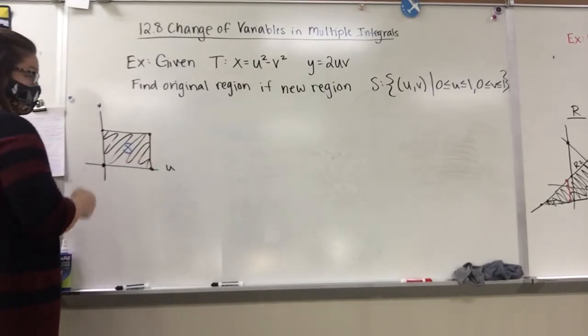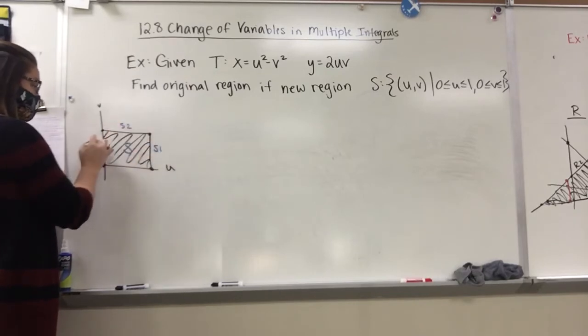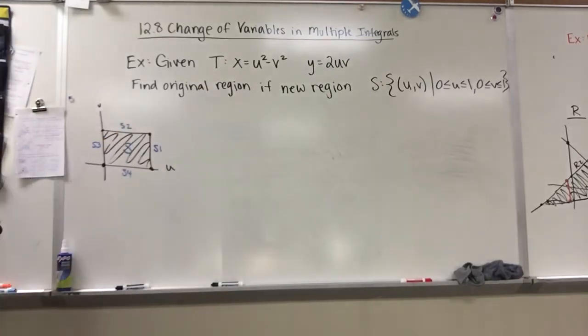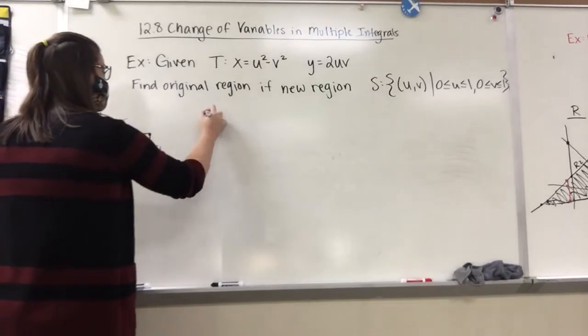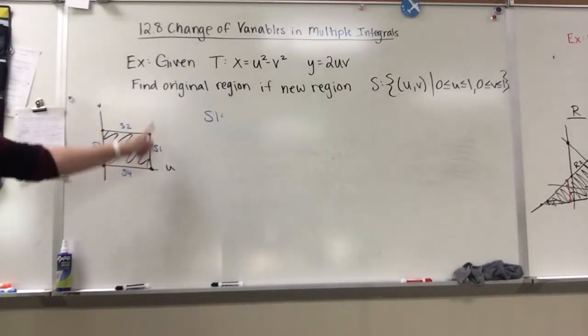I want to figure out the original ugly looking thing. So figure out what your S1, S2, S3, S4 are, and figure out the equations for those lines. You know them. What's the equation for S1?